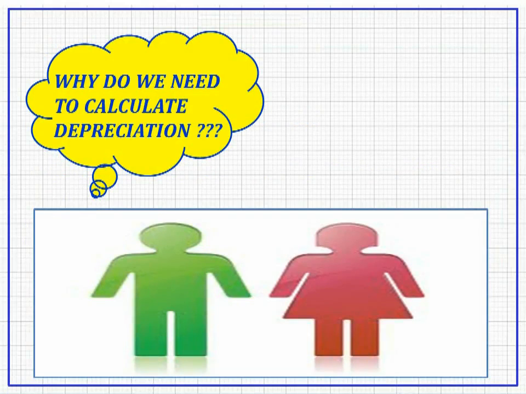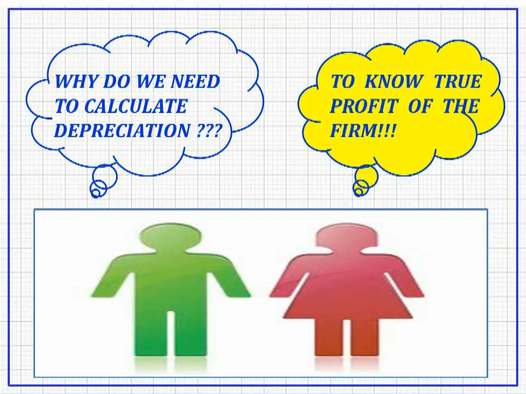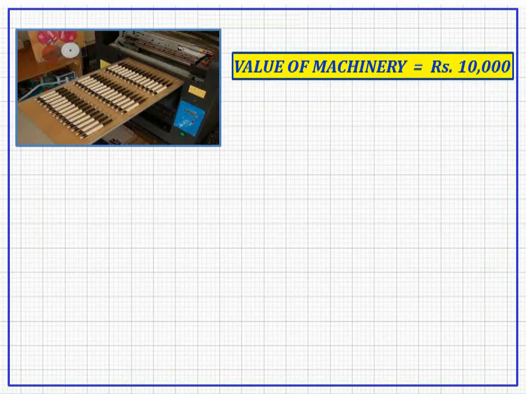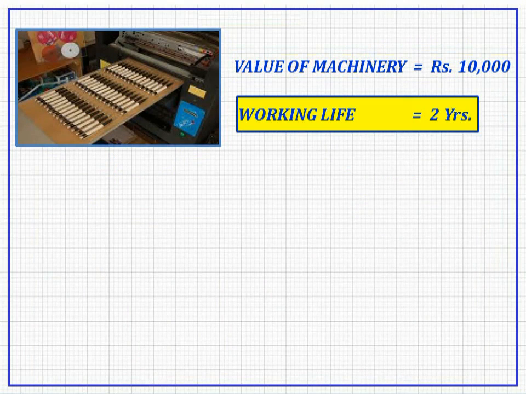The reason being, if you don't consider the value of depreciation, you won't be able to calculate the true profit of the firm. For example, you buy a machinery today to make plastic pens, and the value of the machine is 10,000 rupees. And the working life or useful life of this machinery is only 2 years. It means after 2 years, you won't be able to use it.